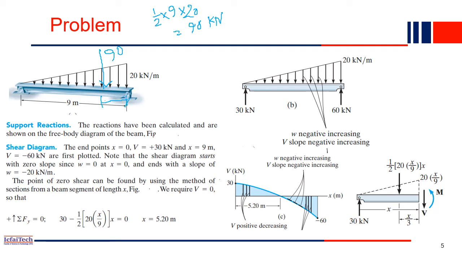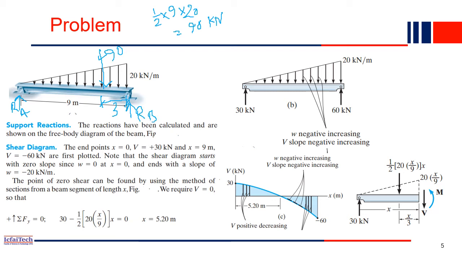So the CG of this triangle is how much? It will be 1/3, right? 1/3 means 3. So here 90 is acting. Now, using this concentrated load and equilibrium of the entire body, we can find the reaction at RA, and simply, what is the reaction at RB?